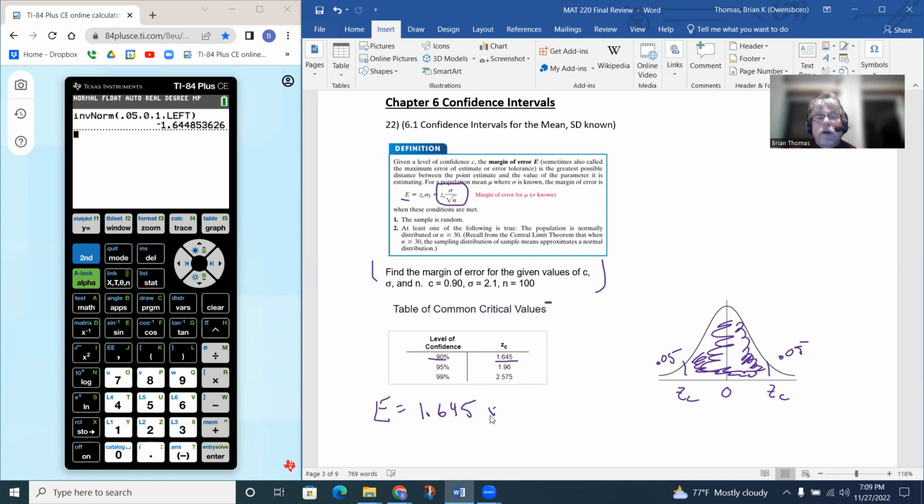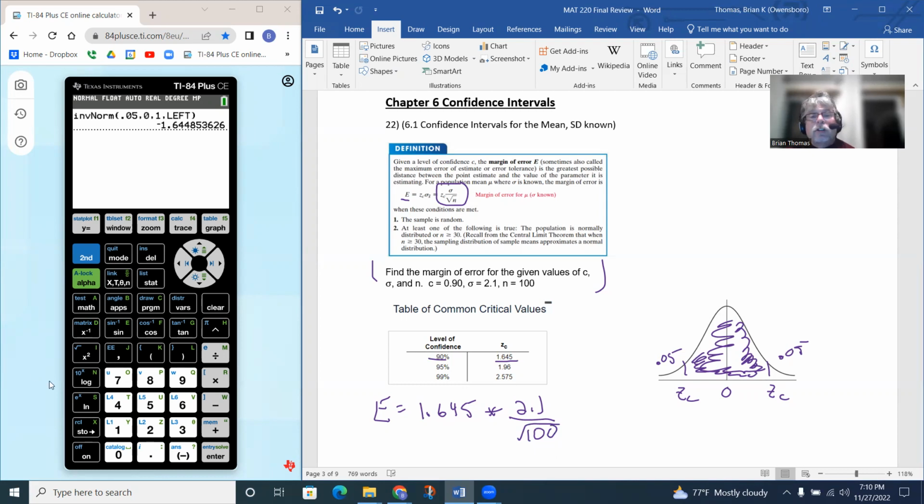So again, you'll have a table to pop that up. You're going to multiply that by sigma, which is the 2.1, divided by the square root of 100, which actually is 10. So we can do that math if we want to, or you can just put the square root of 100 there if you want, if you want to use the calculator for all that.